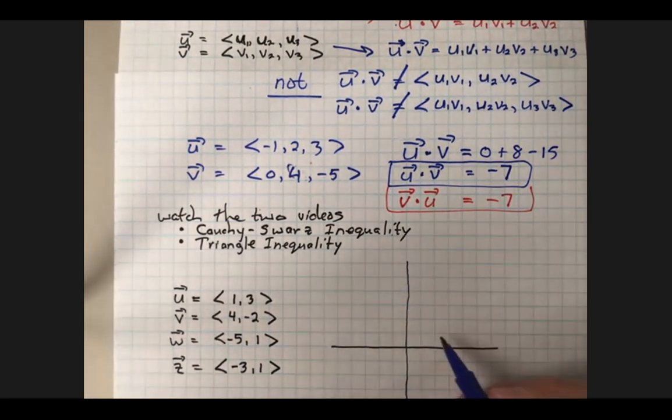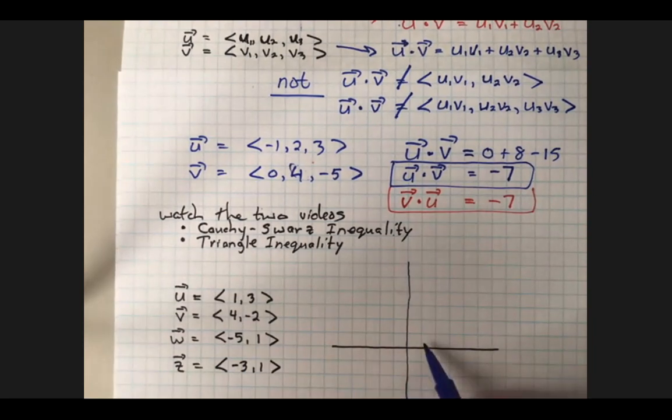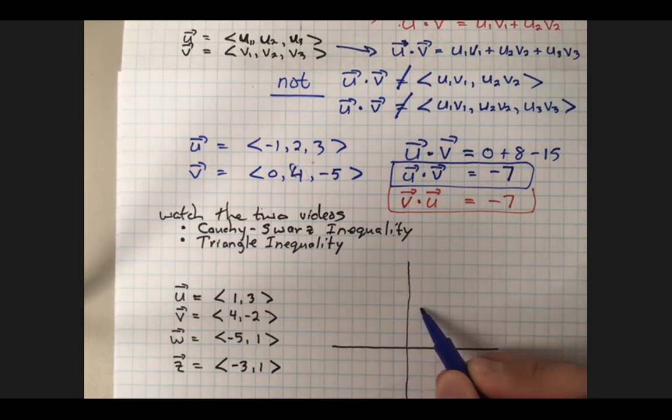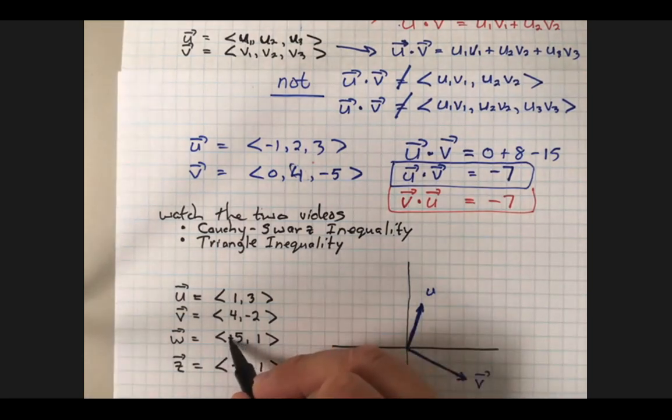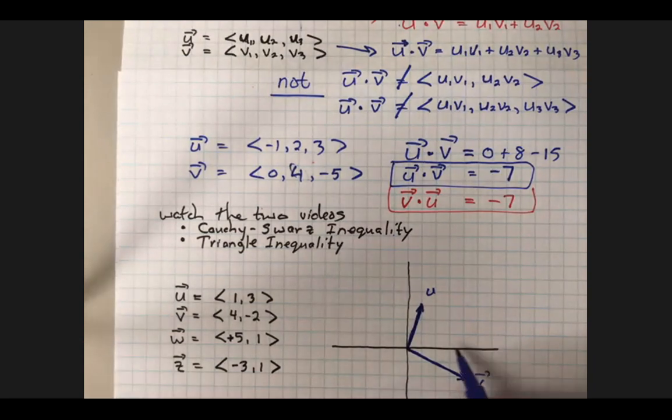Okay, so now I'm gonna draw these vectors. And since I have relatively small numbers, clean grid right here, it's not hard to draw these. I draw over 1 and up 3. That's the vector U. I draw over 4 and down 2. That's the vector v. I draw, let me change w to positive 5 and 1. That'll be a little more economical. I draw over 5 and up 1.